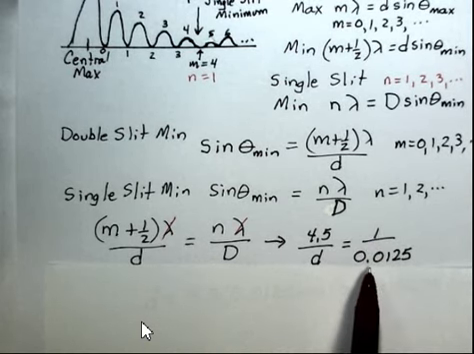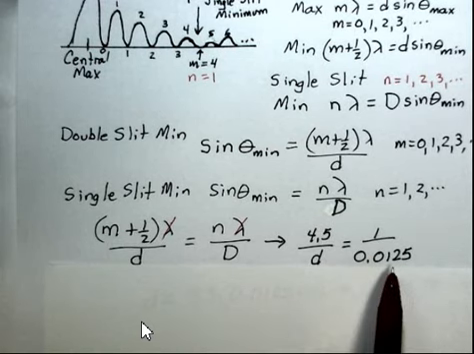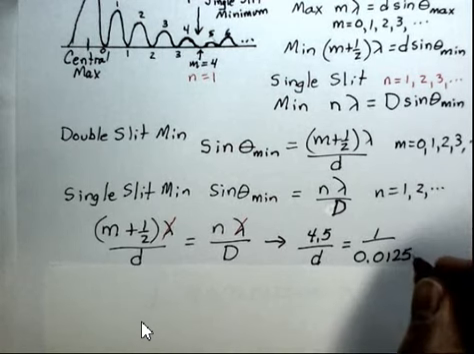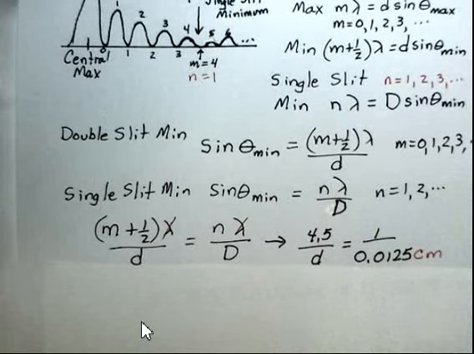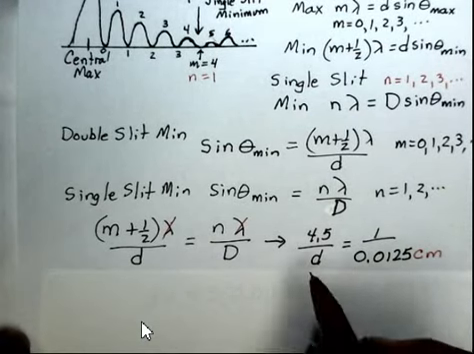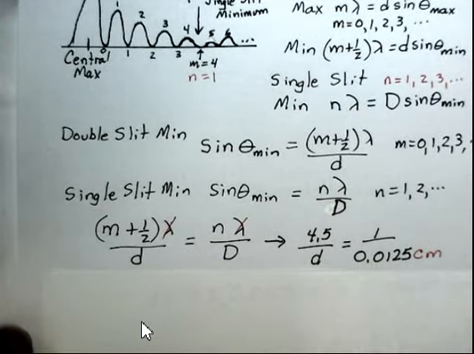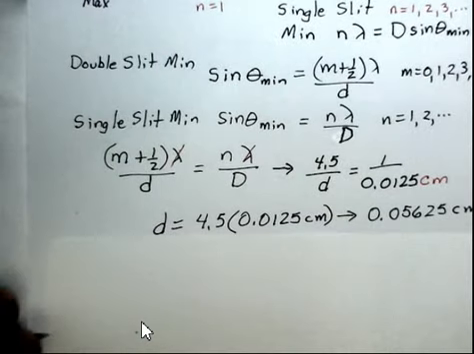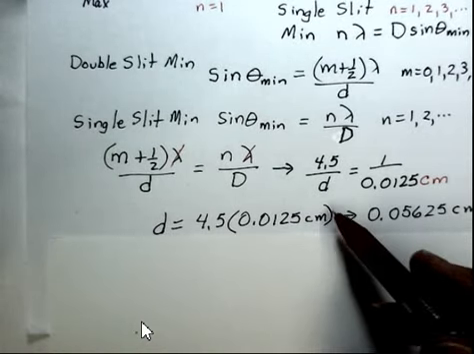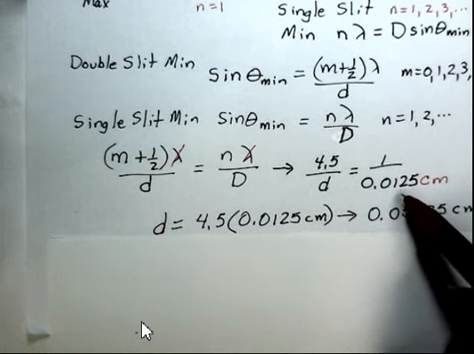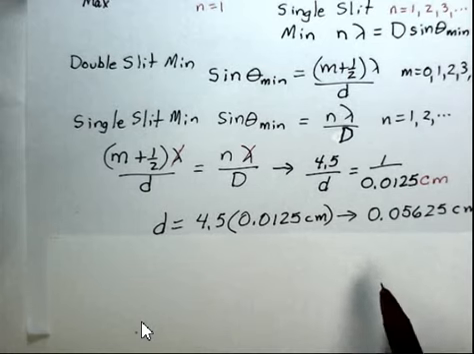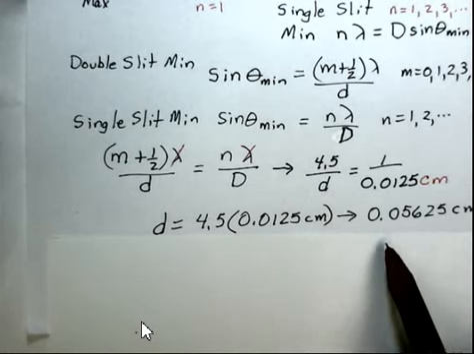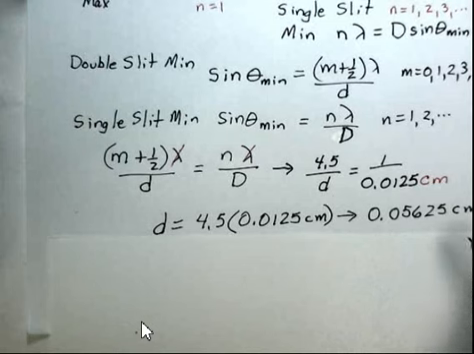And we're told the width of each slit. So capital D is known, 0.0125. And that's probably a good technique here to write the units on that, 0.0125 centimeters. So we're going to be coming up with centimeters for the value of d. Go a little further, cross multiply both sides by d, multiply both sides by 0.0125. So 4.5 times 0.0125. The separation of the two slits is 0.05625 centimeters.